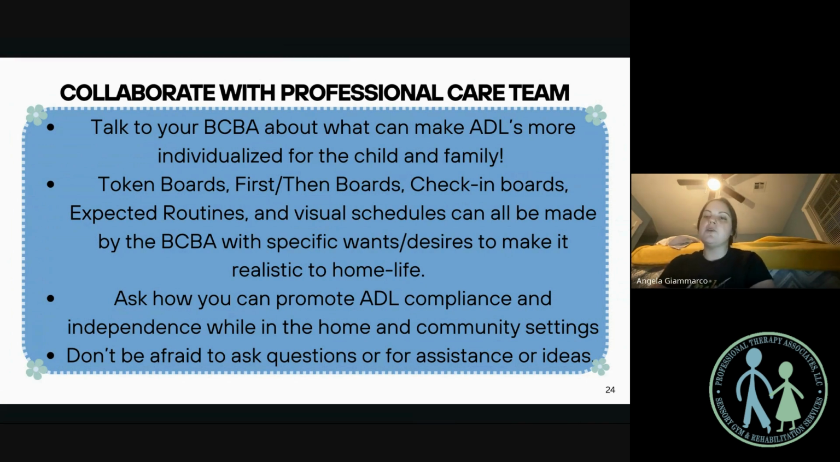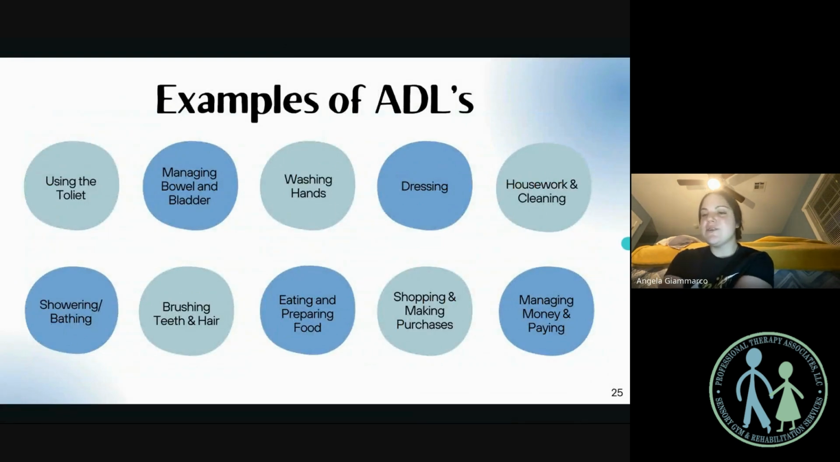So for example, if you want to target using silverware at the dinner table, your BCBA can talk to the occupational therapist and the feeding therapist about what might work best and how everybody can work together to help promote this skill for the client. And don't be afraid to ask questions or ask for assistance.